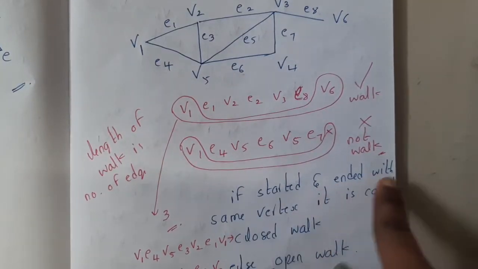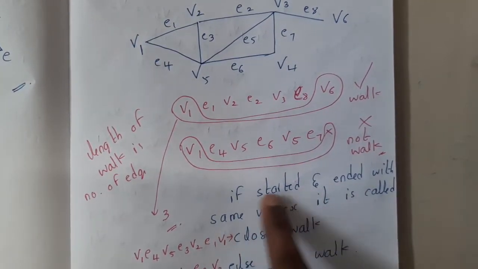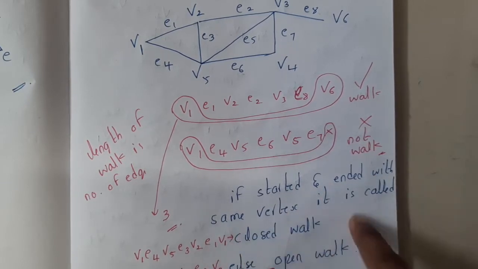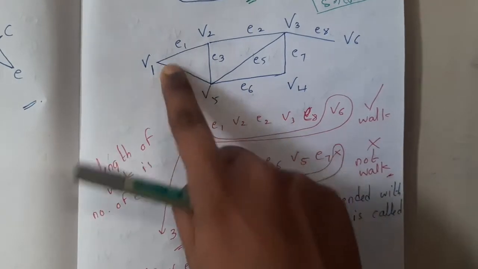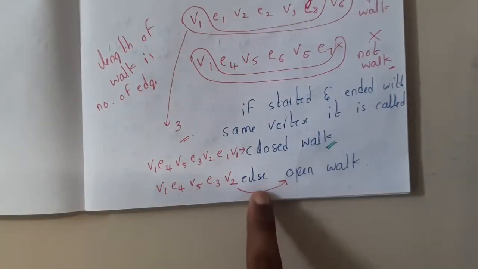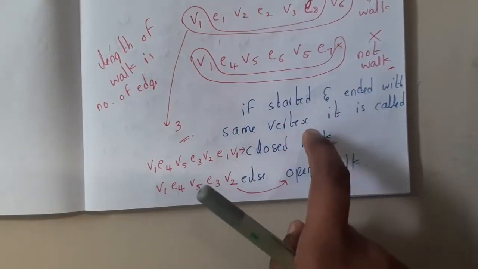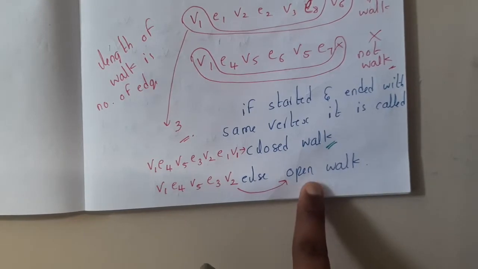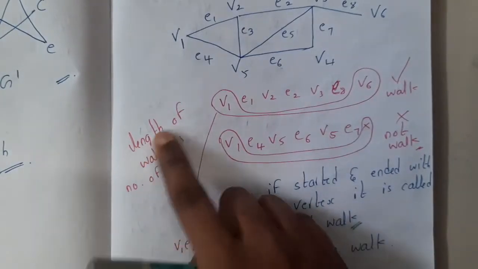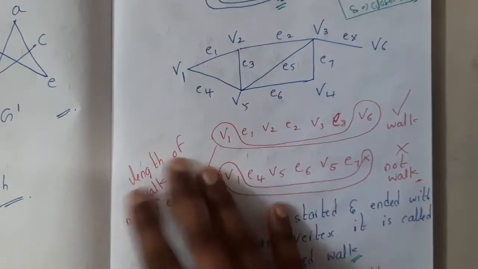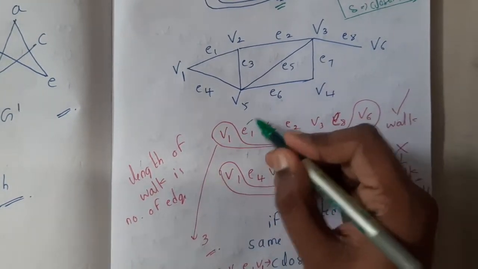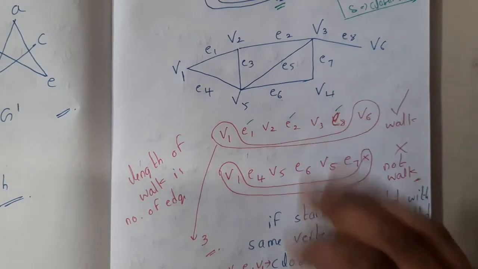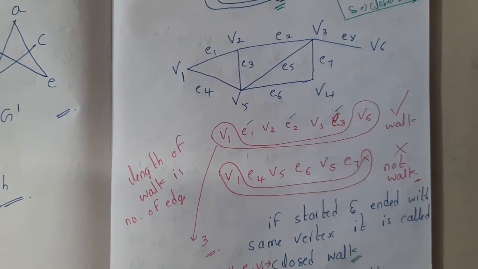If it started and ended with the same vertex, it is called a closed walk. I took this as an example. Similarly, if it does not have the same vertex at start and end, it is called an open walk. The length of a walk is the number of edges. So if they ask what is the length of this particular walk, it is 1, 2, 3. So the length is 3.